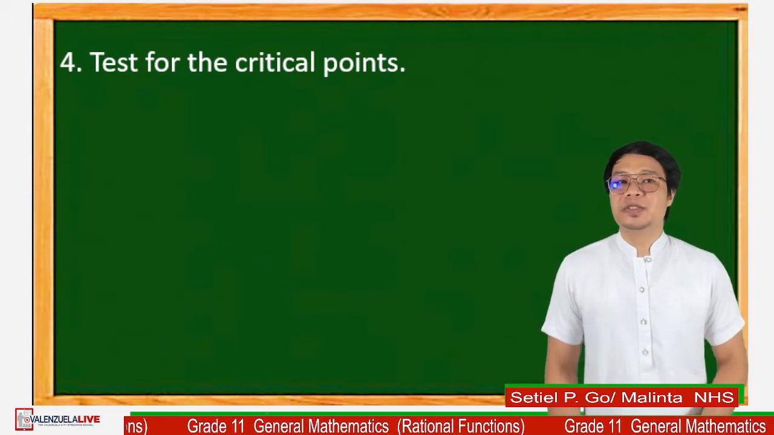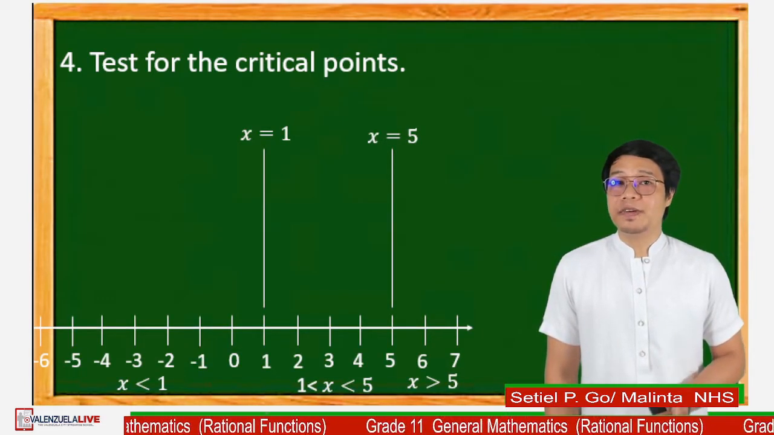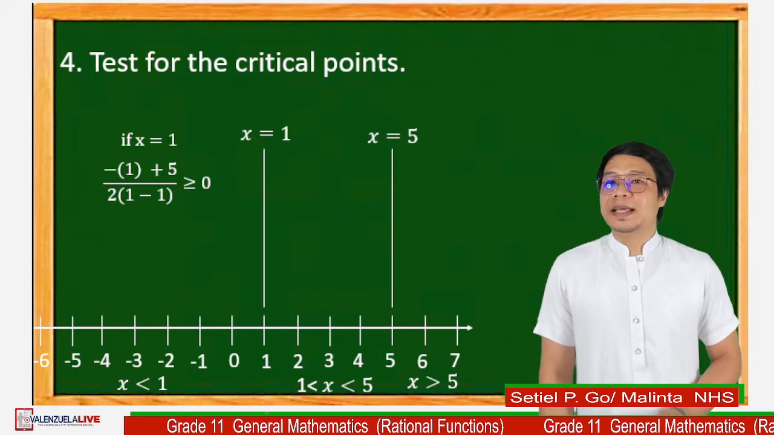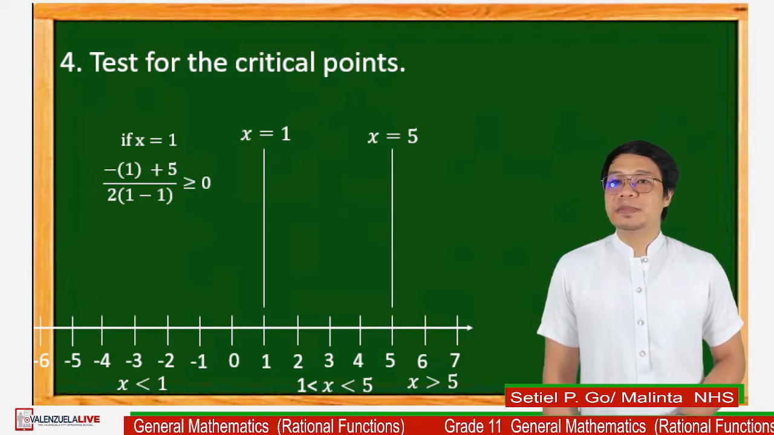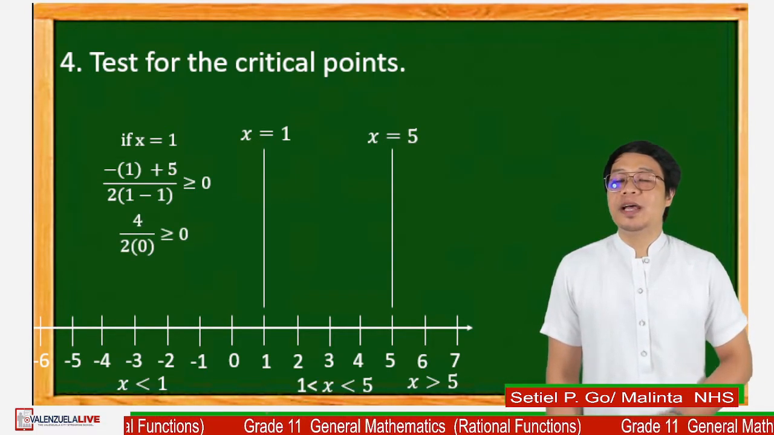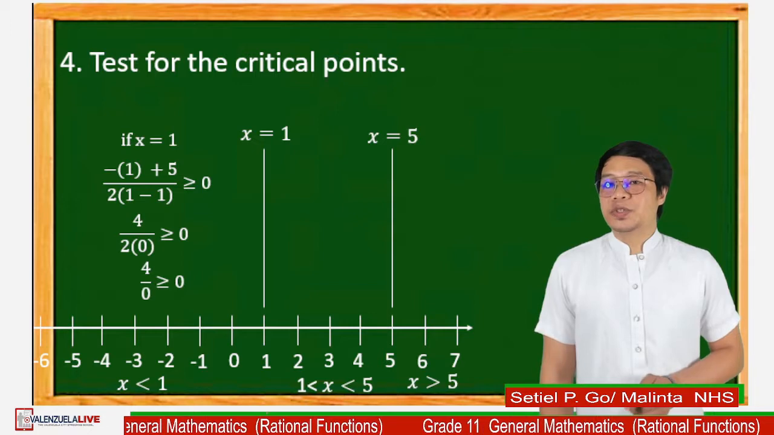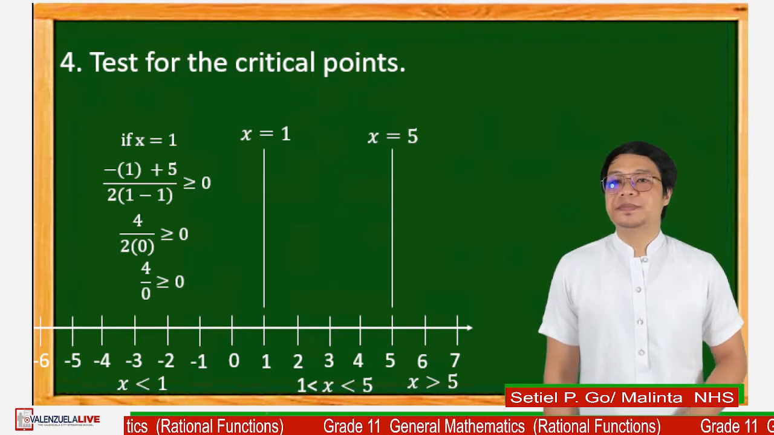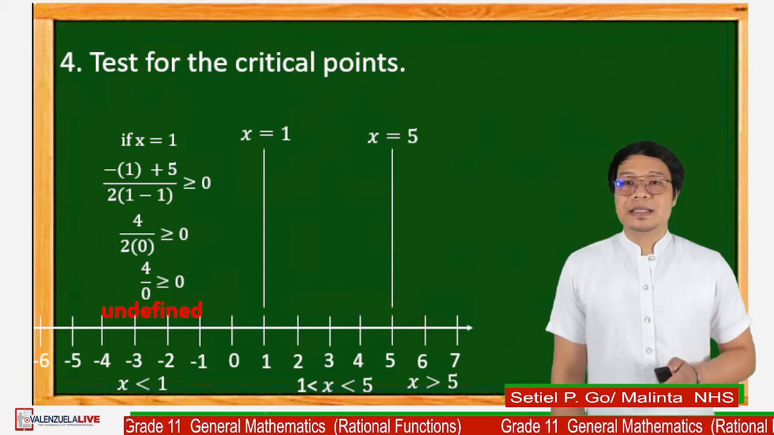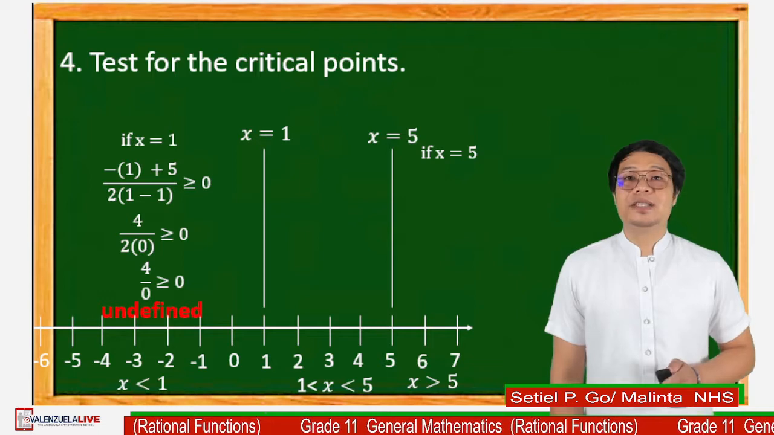So after testing those boundaries, let's test also the critical points, which are x is equal to 5 and x is equal to 1. Let's test if x is equal to 1. So negative times 1 plus 5 all over 2 times the quantity 1 minus 1 is greater than or equal to 0. Performing the operation, we come up with 4 over 2 times 0, greater than or equal to 0. So we have 4 over 0 is greater than or equal to 0. As you can see, we have 0 on the denominator. So this means this is undefined, and if it's undefined, it's not part of the solution.